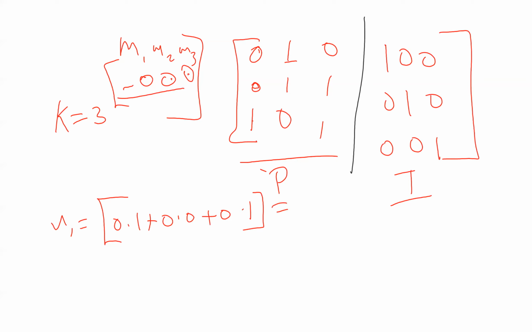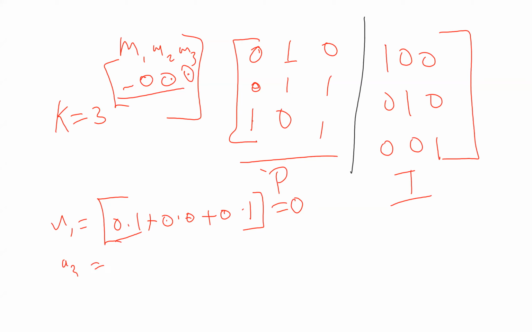I can see someone is already giving me a wrong answer. Maria is saying it is one. Really? I don't think so. What is zero times one? Zero times one is zero. Zero times zero is zero. Zero times one is zero. So this answer is zero. Okay. What about U2?